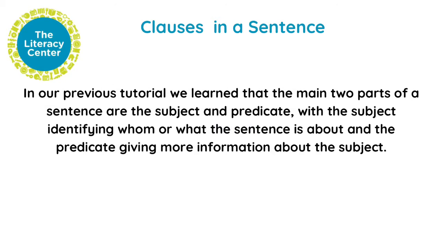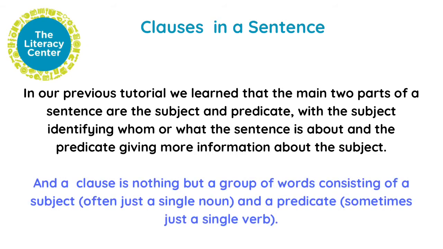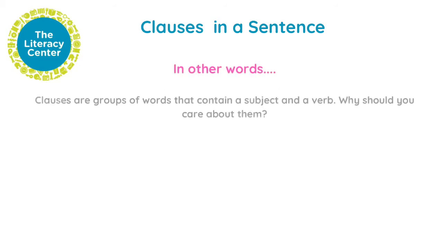In our previous tutorial, we learned that the main two parts of a sentence are the subject and the predicate, with the subject identifying whom or what the sentence is all about, and the predicate giving more information about the subject. And a clause is nothing but a group of words consisting of a subject, often just a single noun, and a predicate, sometimes just a single verb. In other words, clauses are groups of words that contain a subject and a verb.